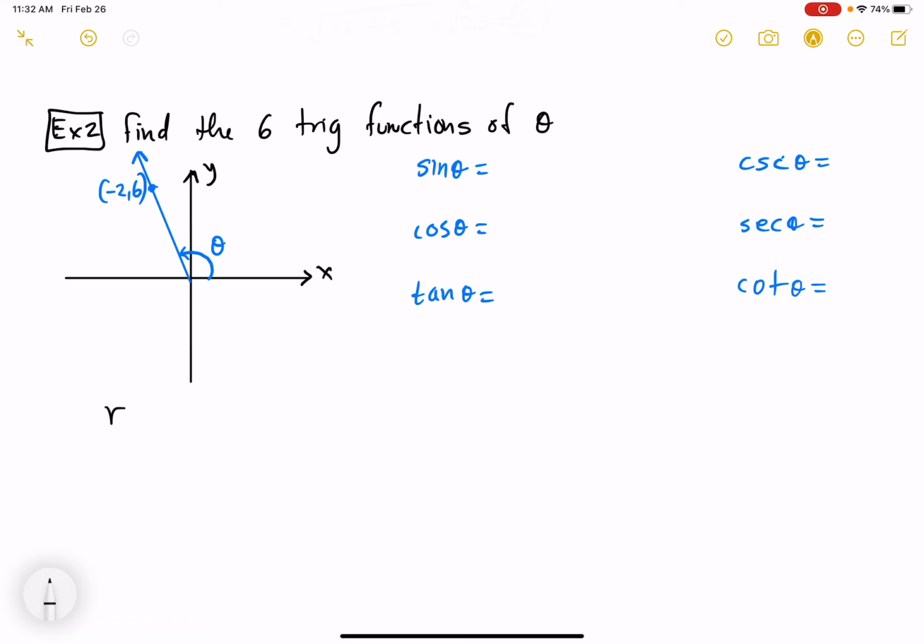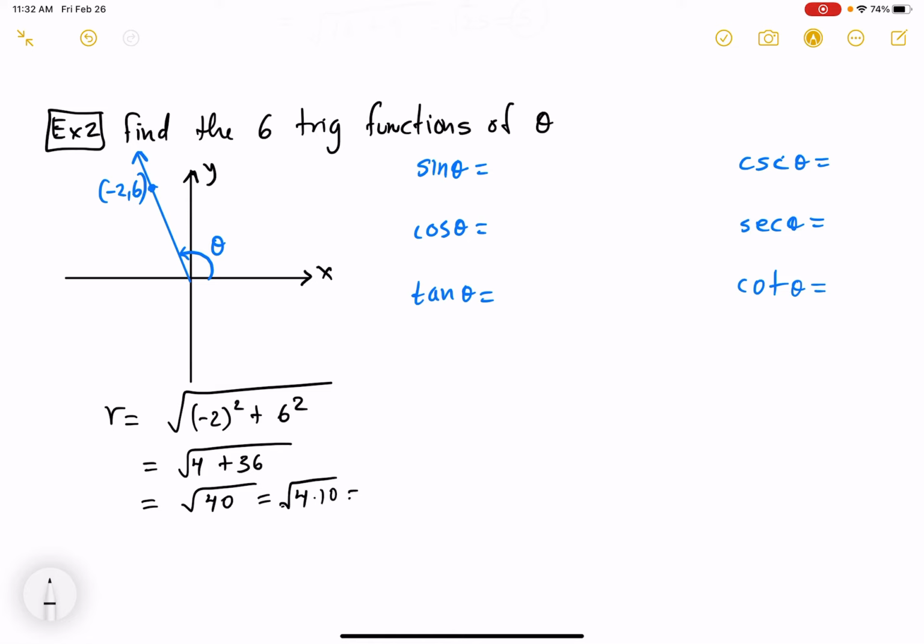First, again, we have to find r. x squared plus y squared, and that makes the square root of 40. Please remember that the square root of 40 can be simplified because 4 times 10 makes 40. So 2 square root of 10 is the radius this time.